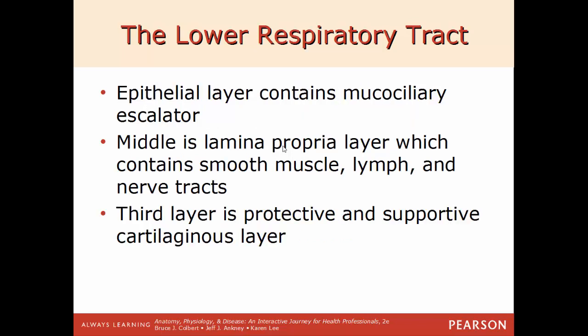The epithelial layer will contain the mucociliary escalator. The middle layer is the lamina propria, which will contain the smooth muscle and the lymph and the nerve tracts. And the third layer is the protective and supportive cartilaginous layer. So from the trachea all the way down to the segmental bronchi, it's the same setup all the way down, just smaller and smaller.